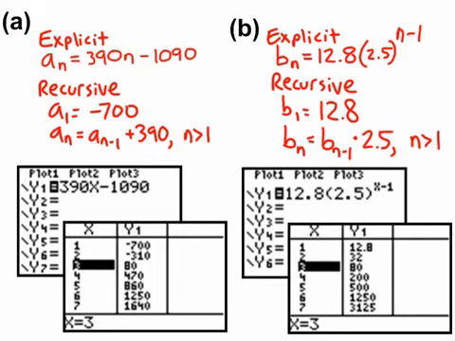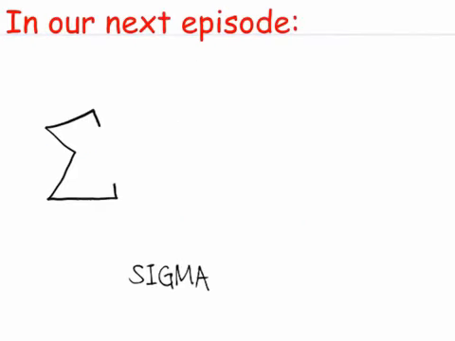All right, coming up in our next episode, we'll start adding up all the individual terms of a sequence. That's called a series, and this cryptic symbol called sigma will come into play.